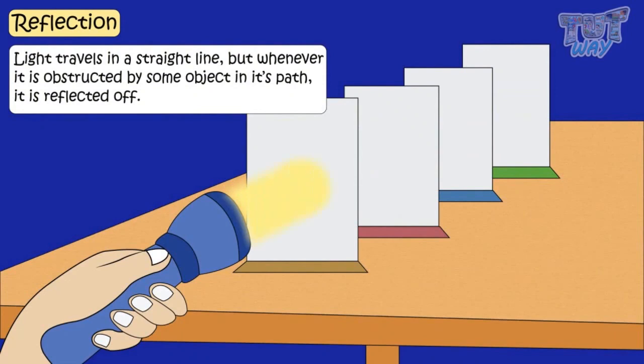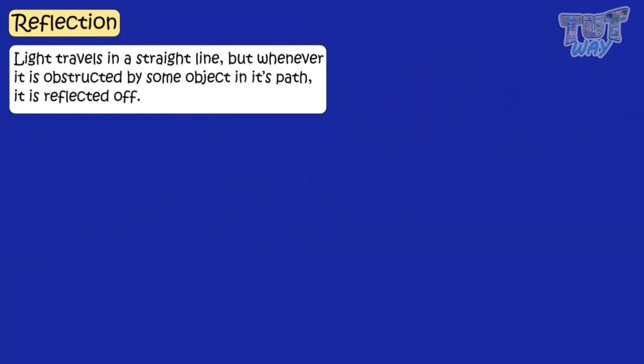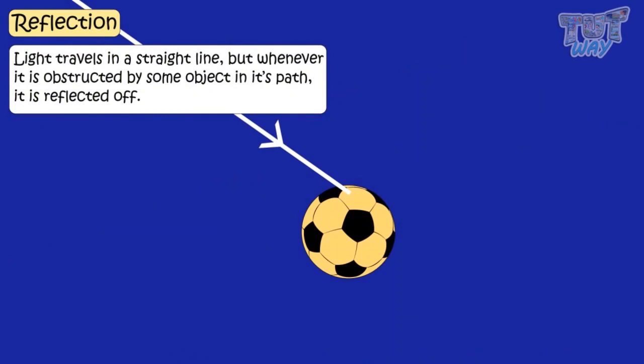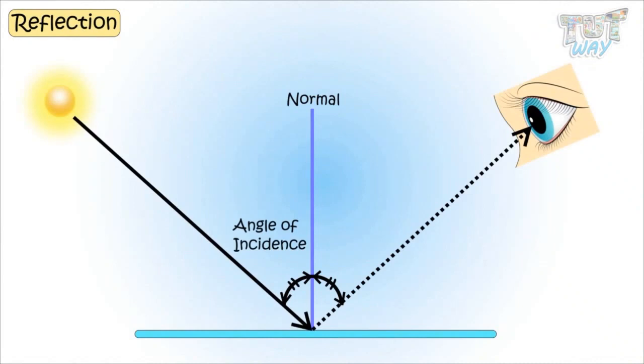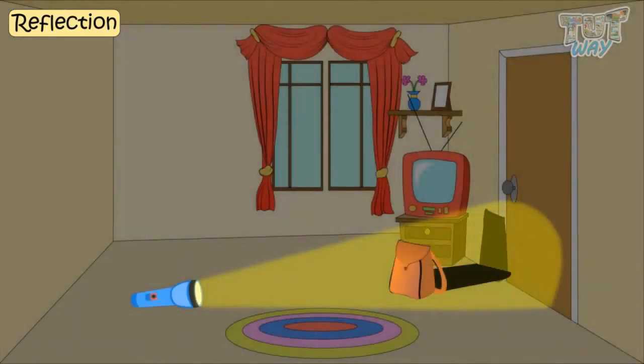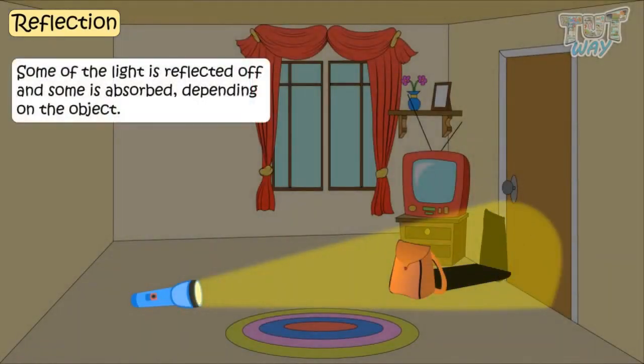Next is reflection. Light travels in straight lines, but whenever it is obstructed by some objects in its path, it is reflected off. And the angle of incidence is always equal to the angle of reflection. And whenever light falls on an object, some of the light is reflected off and some is absorbed. And it depends on the object how much light is absorbed and how much will be reflected.